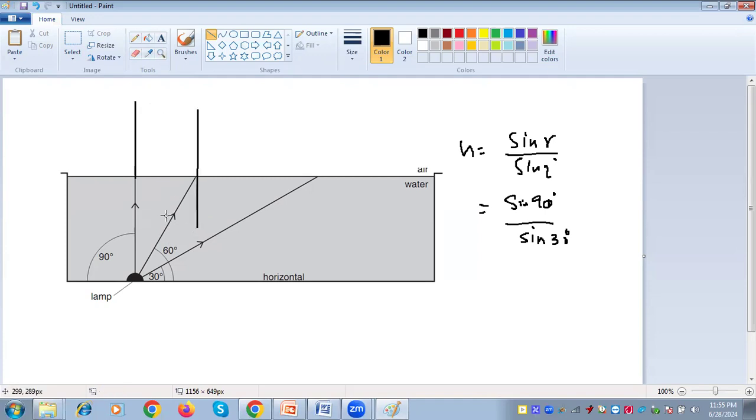What is this angle? If you apply geometry, this angle is 60. So this is also 60. So 90 minus 60 is 30. This angle is less than the critical angle. It means it will refract in air. And at what angle will it refract? If you sketch, it will be bending away from the normal.